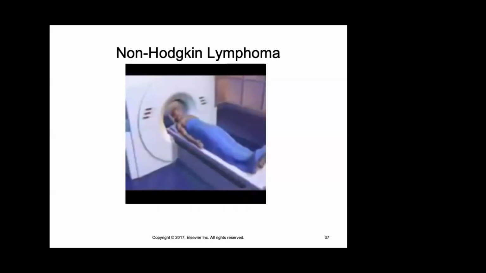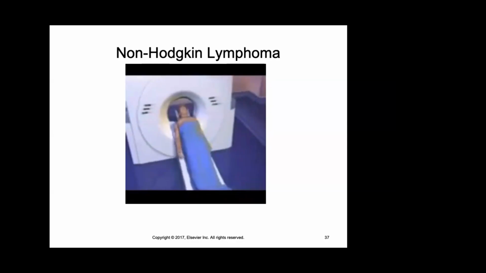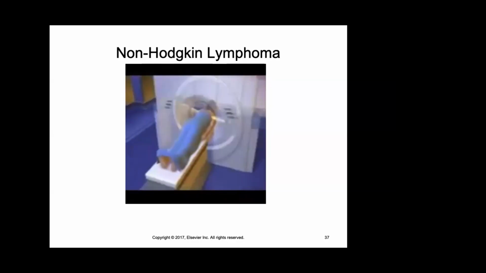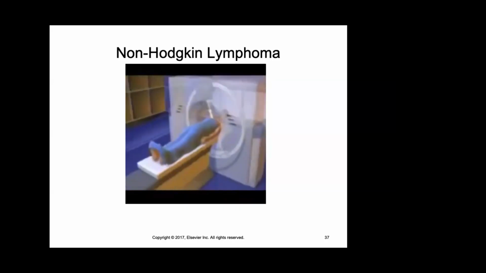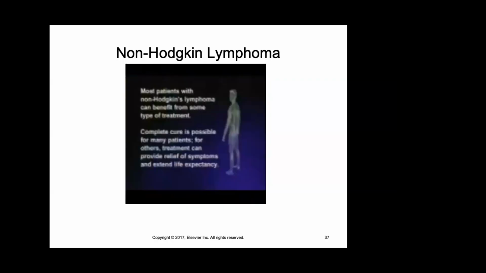Treatment depends on the stage and type of lymphoma. Standard therapy includes radiation and chemotherapy. Experimental therapies include hormonal therapy and high-dose chemotherapy with stem cell transplant. Most patients with non-Hodgkin's lymphoma can benefit from some type of treatment. Complete cure is possible for many patients. For others, treatment can provide relief of symptoms and extend life expectancy.